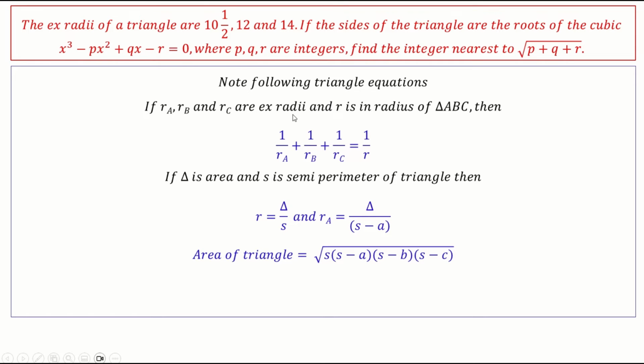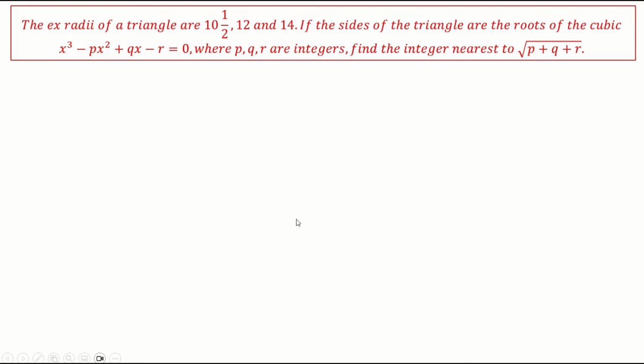The most important one is this one. Once you know this, the problem is very easy. All the complexity is in remembering these geometric equations. The semi-perimeter we know is A plus B plus C by 2. So now let's look at the question again.